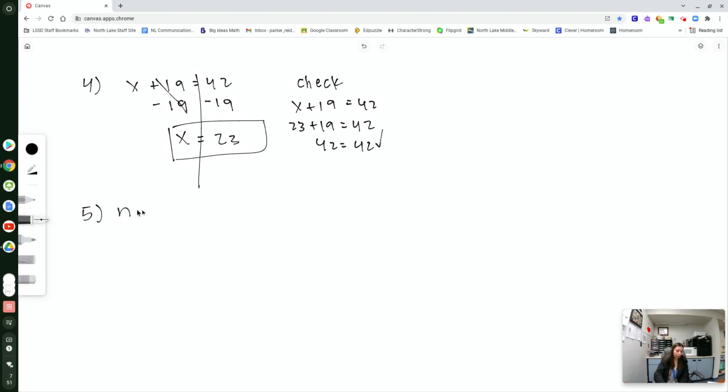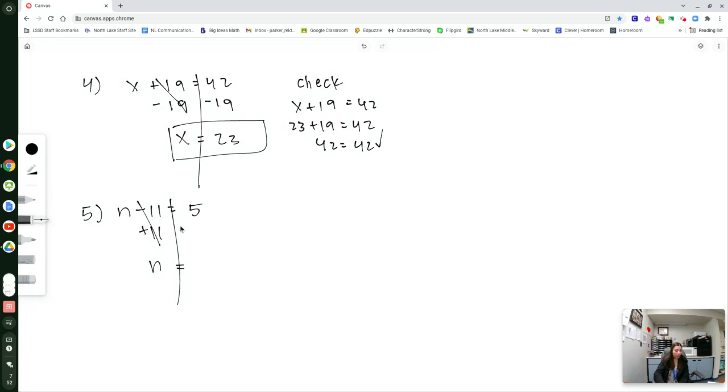Question 5, we're going to solve n minus 11 equals 5. So draw our line through our equal sign. I don't want to know what n minus 11 is. I want to know what n is. So how do I undo minus 11? I do the opposite. I add 11. Minus 11 plus 11 undo each other, leaving only n left over.